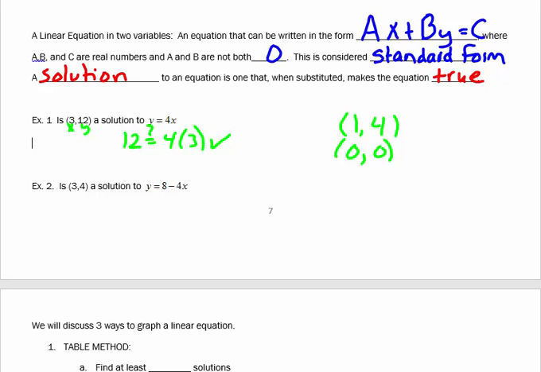Let's look at example 2. Is (3, 4) a solution to y equals 8 minus 4x? 3 would be my x, 4 would be my y. So I want to know, does 4 equal, with a question mark, 8 minus 4 times 3? Well, the left side's a 4. What does the right side turn out to be? It turns out to be 8 minus 12. So that's not true because 4 does not equal negative 4. So (3, 4) is not a solution.